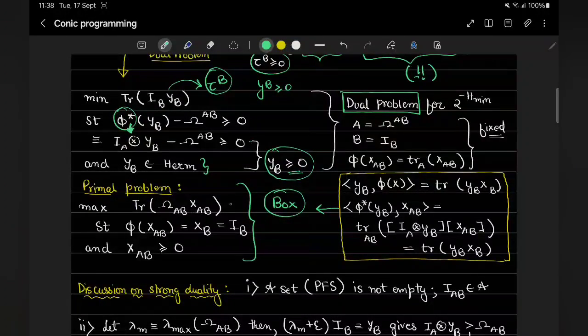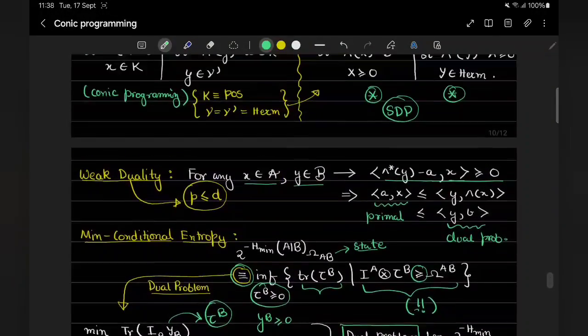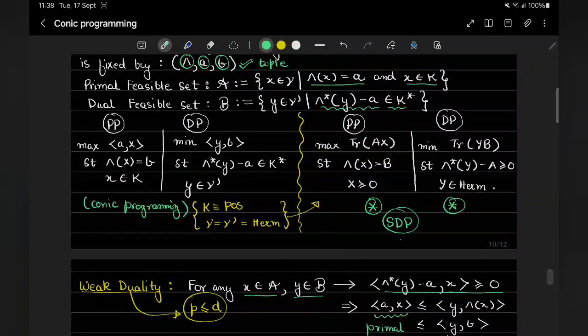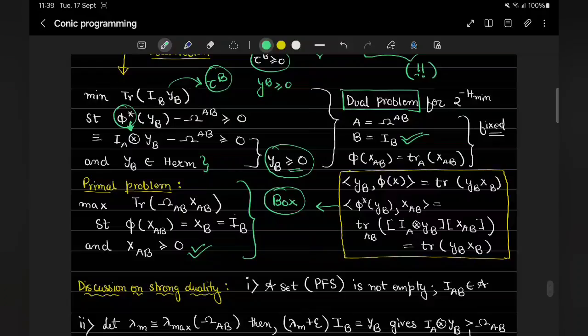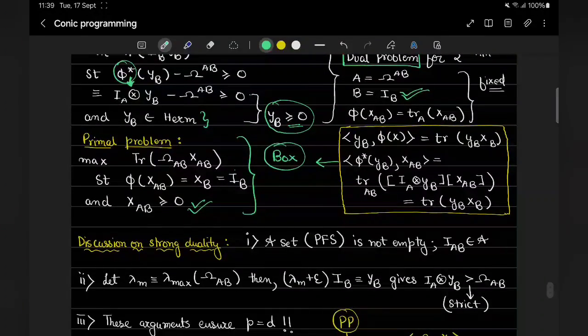And the primal problem is maximization over my state times a matrix x belonging to AB space such that phi of x is identity. So identity comes from the fact that my B is identity, this fact here, and my x AB is greater than or equal to 0. So this I am just using the primal and the dual problem of the SDP form here. You can check easily, framing the primal and dual problem. And now the idea is to discuss a bit on strong duality.